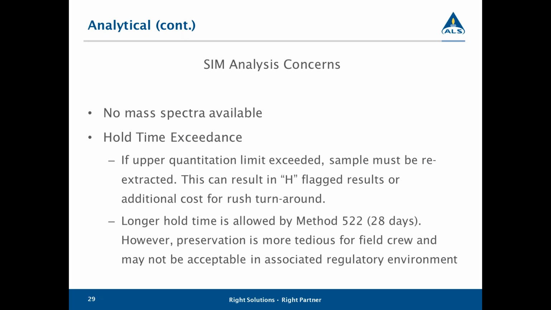There is a longer hold time available by method 522, which is a newer method, certainly newer than the A260 and A270, and which will allow a 28-day hold time. However, the preservation is much more involved. There's no preservation for the A270, so it needs to be preserved before it goes out in the field, and again once it's in the field, and it may or may not be accepted by the regulatory community depending on where you're sampling.